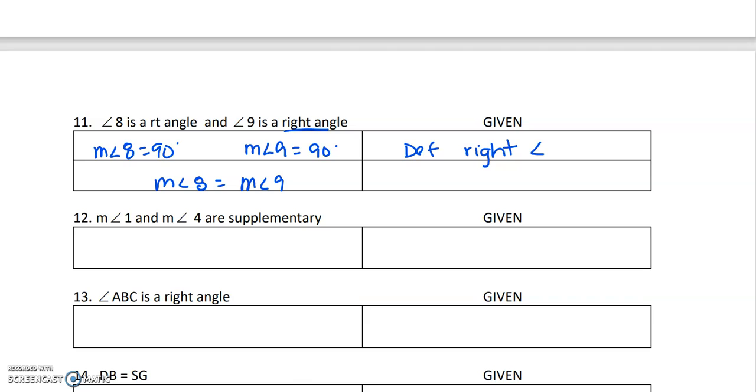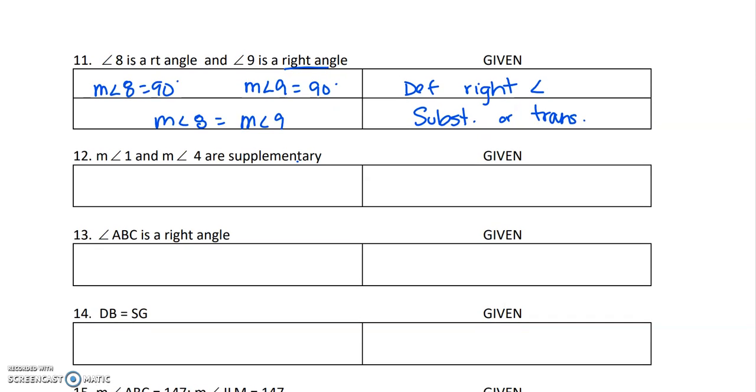And you could either use transitive, because they both equal 90, so they are equal. Or we could substitute in the measure of angle 9 in for the 90. So substitution or transitive property. If something's supplementary, we're going to use the definition of supplementary and state what it means to be supplementary. It means they add up to 180.